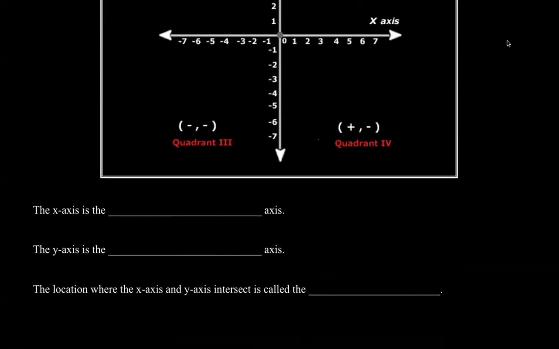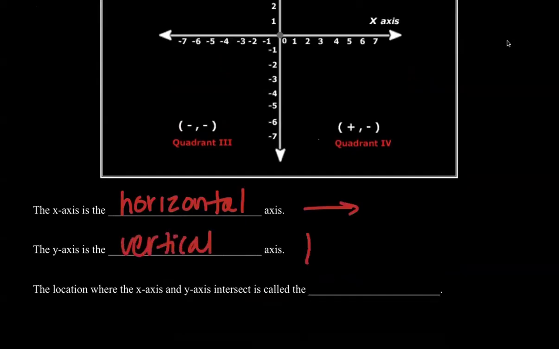So the x-axis is the horizontal, which just means this way. The y-axis is the vertical, that means this way. The location where the x-axis and the y-axis intersect is called the origin, and that has a coordinate of 0, 0, and that would be right here.